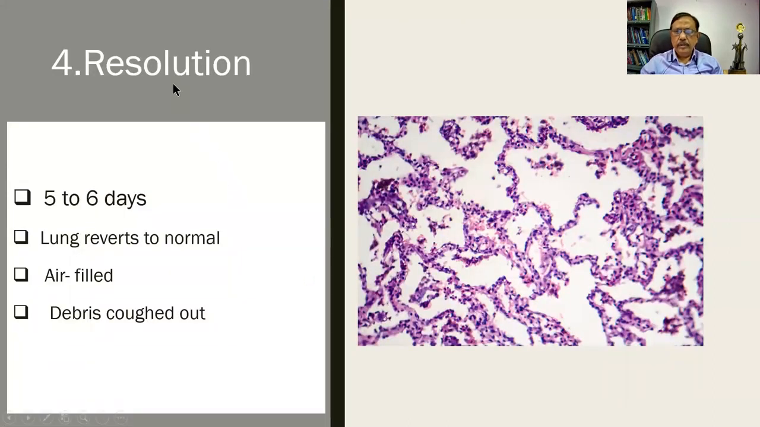And the fourth and final stage will be the stage of resolution. Resolution means healing completely. So look at these alveolar spaces, no inflammatory infiltrate, and they are almost becoming clear like a normal lung. It takes about 5 to 6 days and the lung reverts back to normal. Alveolar sacs are air filled and all the debris that was there is coughed out. This is a stage of clearance.